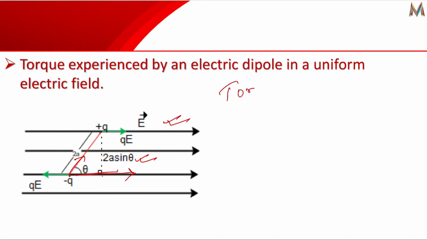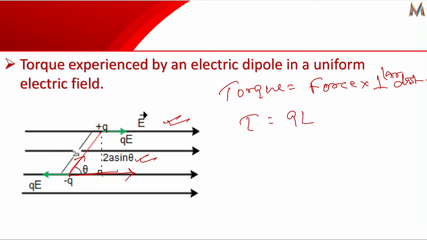Okay, if we draw a perpendicular from this plus q, that distance will be 2a sin theta. Now if we want to find torque, we know the formula for torque, that is force into perpendicular distance. So torque will be equal to, out of the pair of forces we will take one force, qE, into perpendicular distance 2a sin theta.